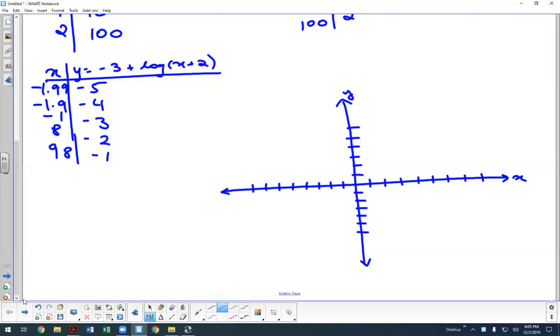Okay, let's do our base function first. So that was the 0.01, -2, 0.1, -1. We had 1 and 0, 10 and 1, which would be somewhere over here. So this graph should be going down this way. Basically going like this. And if you look at the other graphs that we had done, you can kind of verify that shape, right? Just a base 10 logarithmic function.